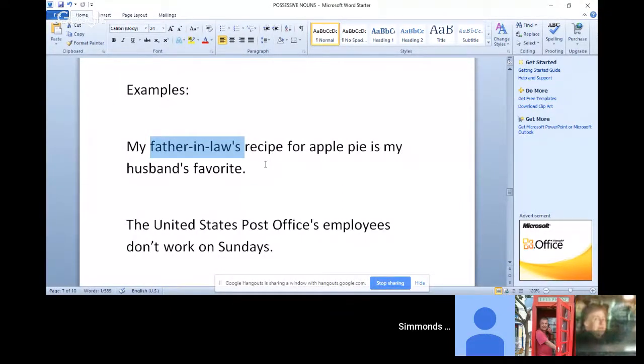That's the difference. But we also have an apostrophe S here. So we have two in this sentence. What do we think about that? Is that confusing? Do you understand what's going on? No, I got it. Okay. Anyone else have any questions?